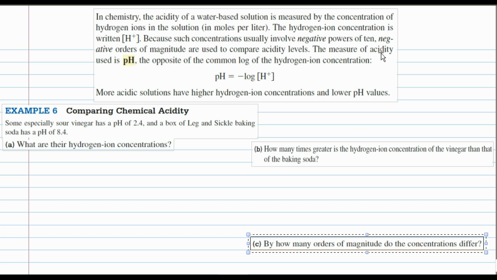The measure of acidity used is pH, which I'm sure you've heard of from not only me, your science teachers, and I don't know, Mr. Nye the science guy or something.